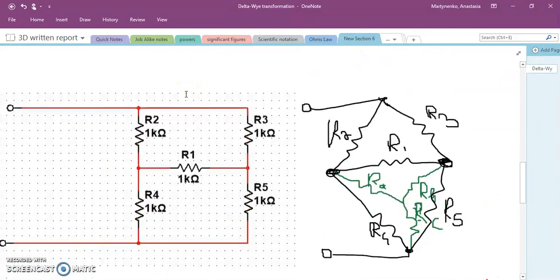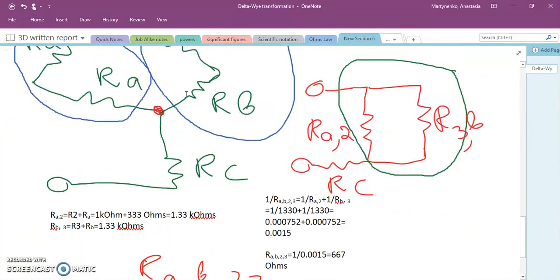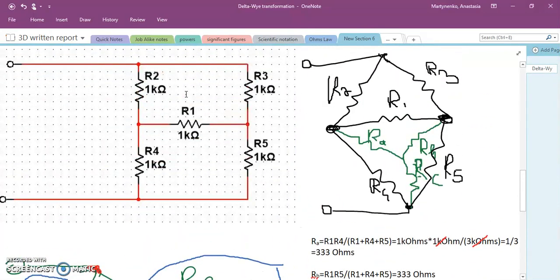So thank you so much. And there will be a second part to this, guys, because so far we just went from delta to Y. You do need to know how to go from Y to delta. It's just another set of formulas and another way of transforming things. But at this point, really, once you know delta Y transformation, you can simplify just about anything.